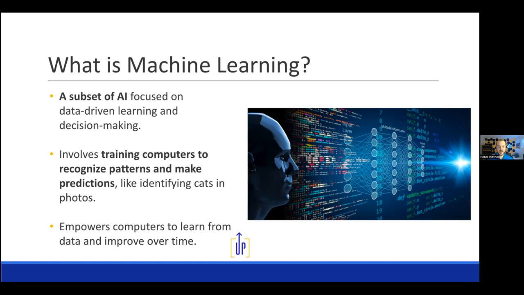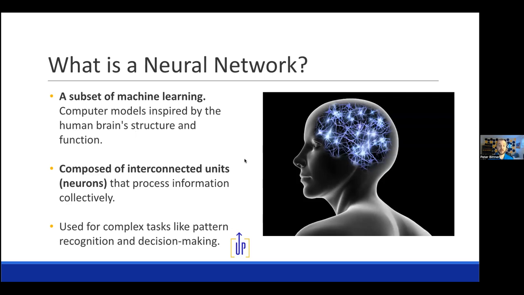And this is how many of these generative AI algorithms are formed and structured, specifically using neural networks, which again is a subset of machine learning. So we're getting more and more specific as we zoom in to think about how these systems are working and structured. And this is really helpful because it informs some best practices for how we interact with these different tools. Neural networks are composed of interconnected units. You can think of them as neurons or brain cells that process information collectively.